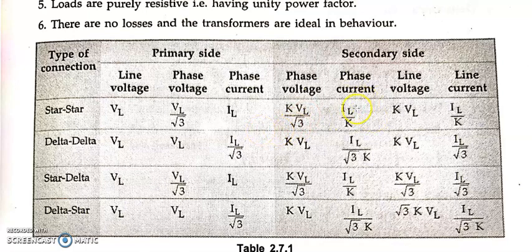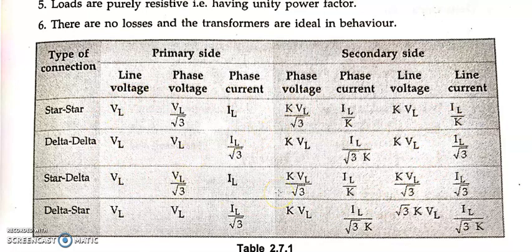And the phase current on the secondary side: as we know, the phase current and line current are both the same, but if you want to write it with respect to the primary side, then you have to divide by K, so I phase is equal to IL by K. So the line voltage is K times VL and the line current is IL by K. You need not bother about these formulas.